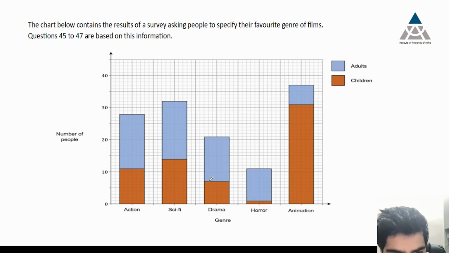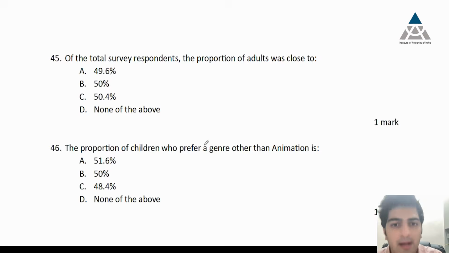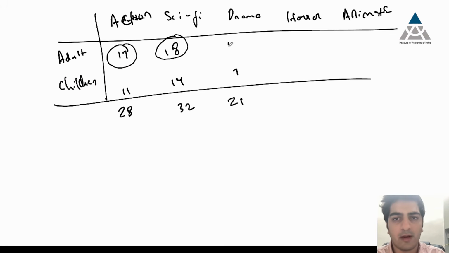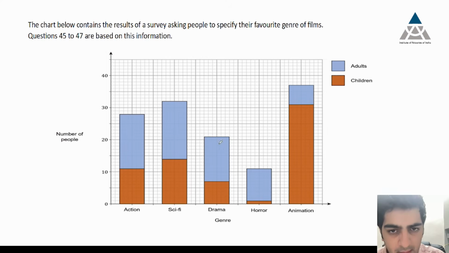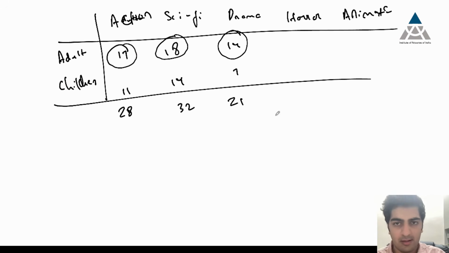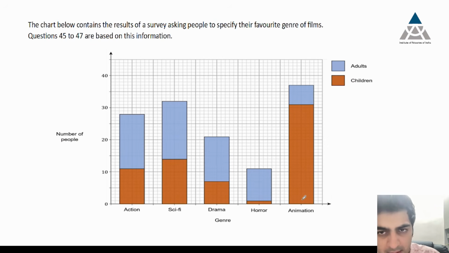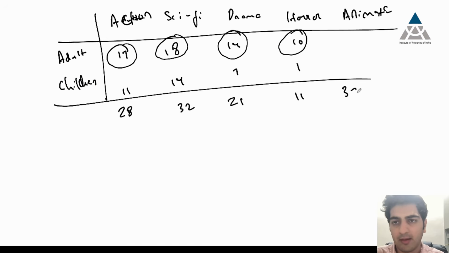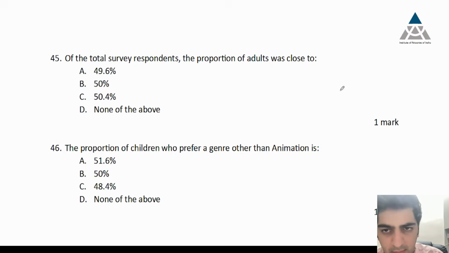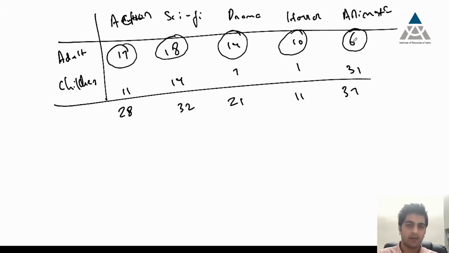For drama, you have 7 children and 21 in total, which means 14 adults in drama. Horror, you have one child. I don't know who that child is who's watching horror movies, but okay. So one child and a total of 11 people, which means 10 adults. And finally, in animation, as you would expect, you have a lot of children, 31 children, and 37 total. So 6 adults in animation.